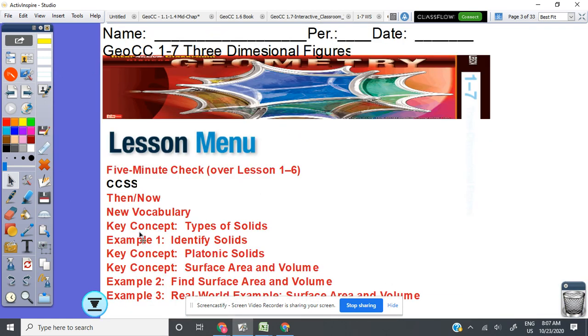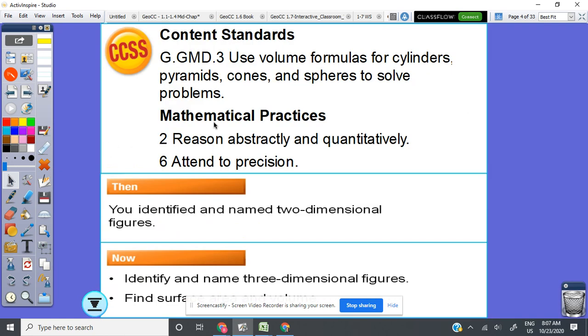Just a different layout here. Here's what example 1 is going to be about, example 2, example 3. Some of the key concepts. This is the state standard, Common Core state standard. And these are the mathematical practices.